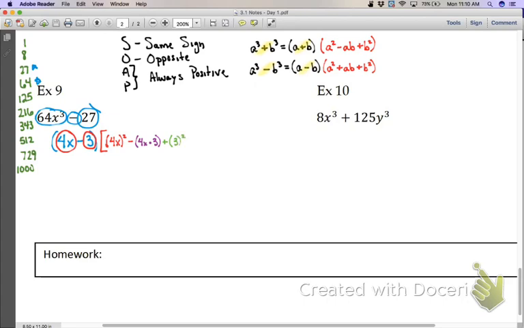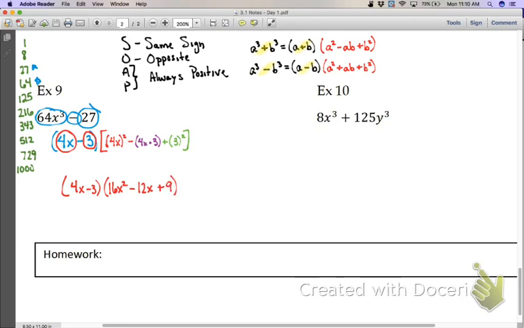Now, you can multiply 4 and negative 3, you're going to get the same thing. It just helps shape the problem a little bit better if we go ahead and multiply it. So the 4x minus 3, nothing changes. Then 4x squared, so 16x squared, minus 12x, and then plus 9.